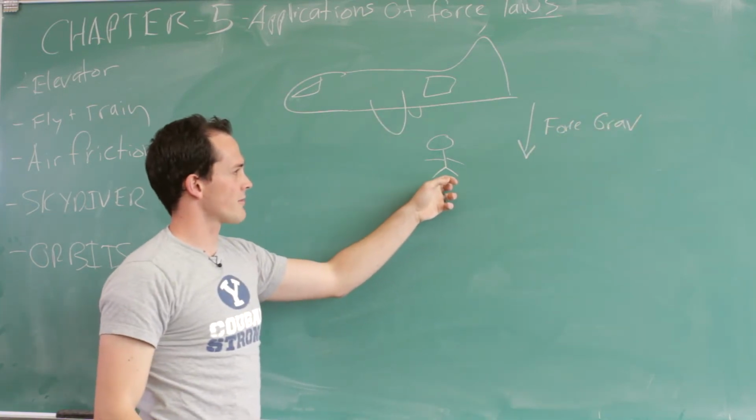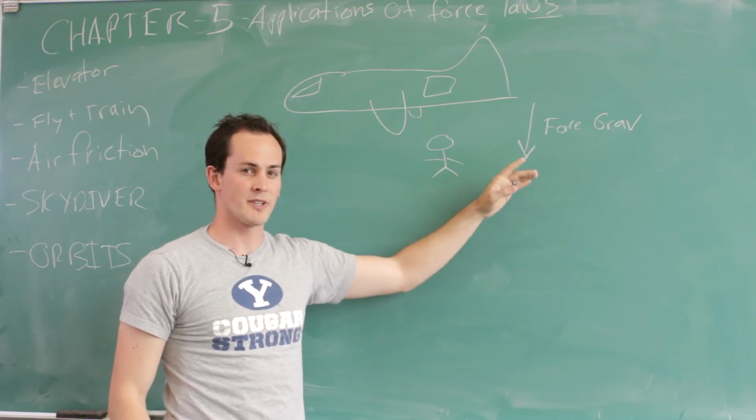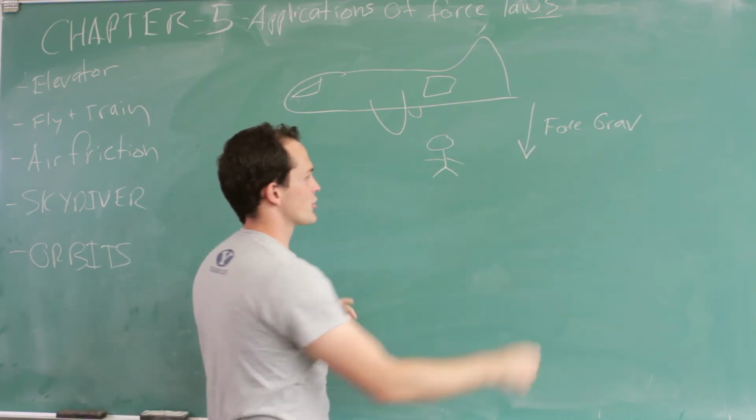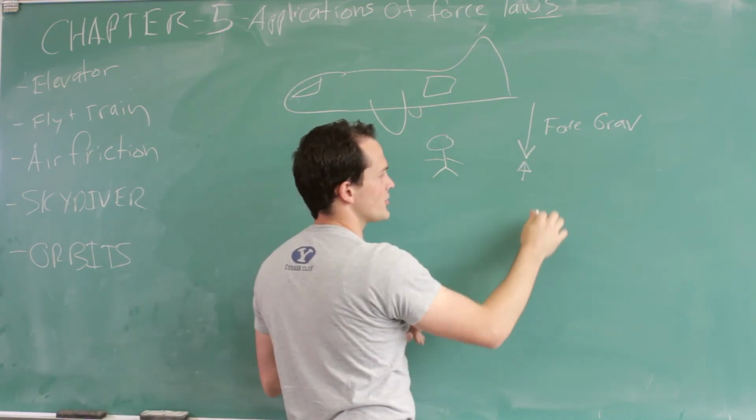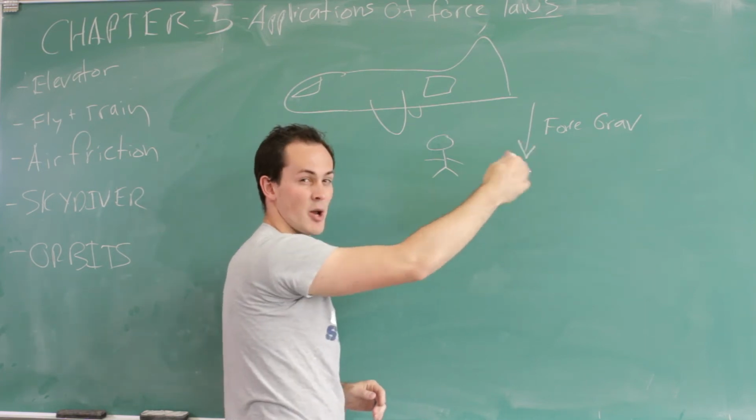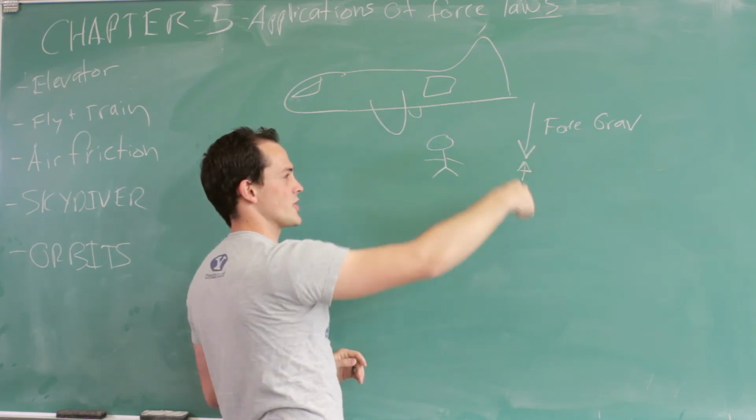Now, right as this skydiver jumped out, they also started to experience air friction, air resistance, pushing up. But as you can see, the force of gravity is larger. It is an unbalanced force that will cause an acceleration downward.